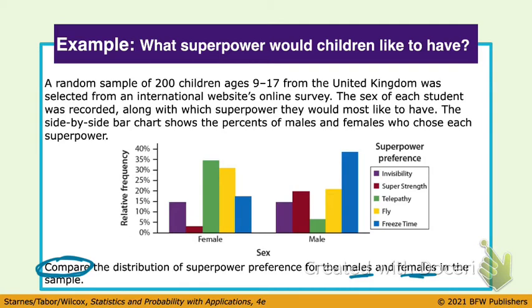Females want to fly more than males, and males want to freeze time more than females. Perfect. Okay, cool. How about over here? Both invisibilities are matching. Good. Both of them chose invisibility at the same percentage.